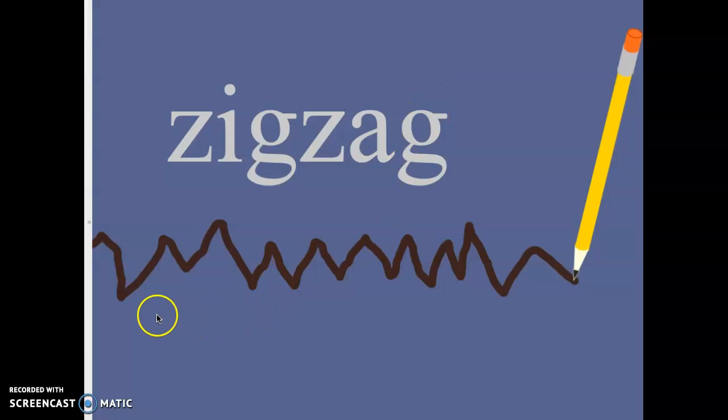So here we go, zigzag. Can you draw one in the air? Zigzag, zigzag, zigzag, zigzag. Did you make pointy teeth like you'd find on a dinosaur? If you did, you made a zigzag line. Good job.